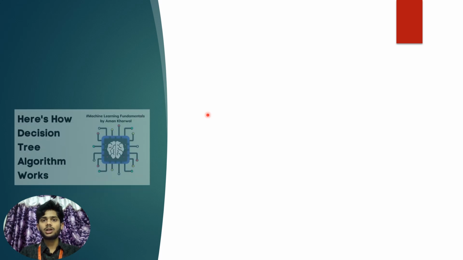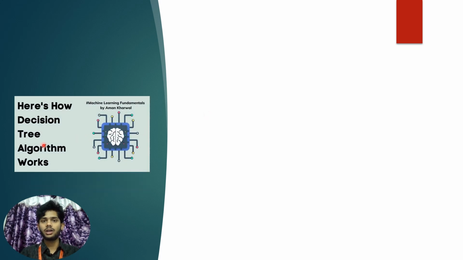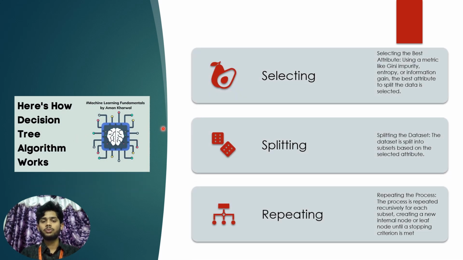Now we will discuss each process, how the decision tree algorithm works. We know the three processes we discussed in the previous slide. First is selecting, then splitting, and then repeating. First is selecting, so selecting the best attribute. This is the first process.